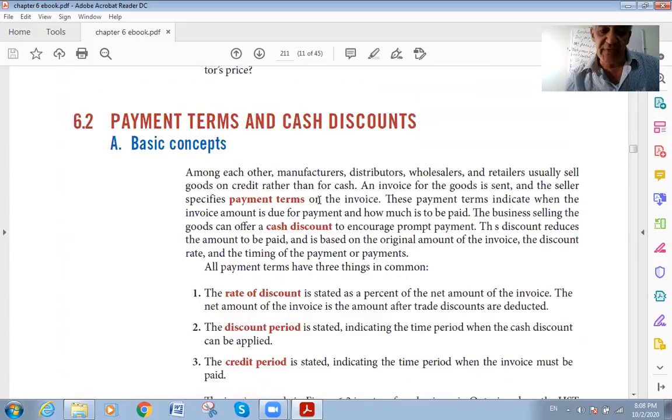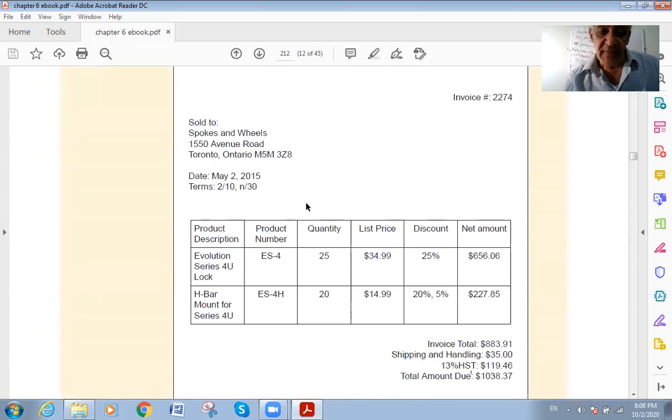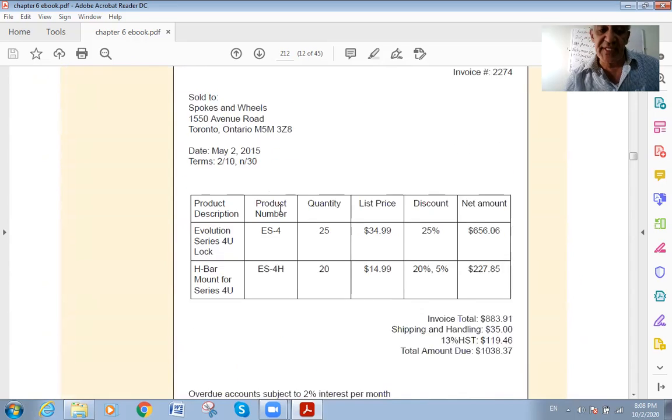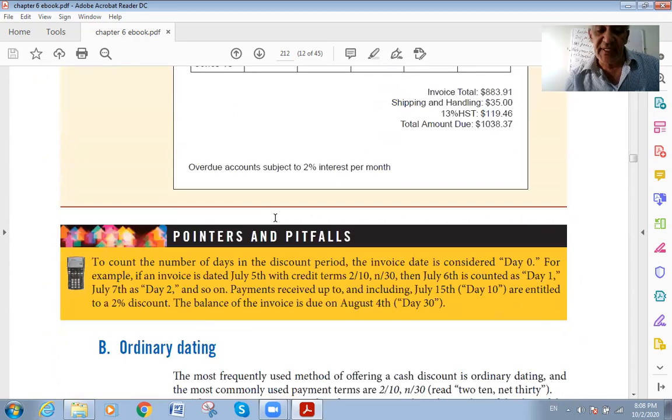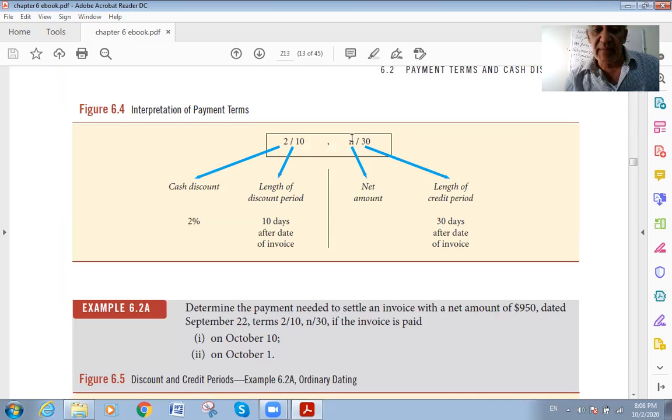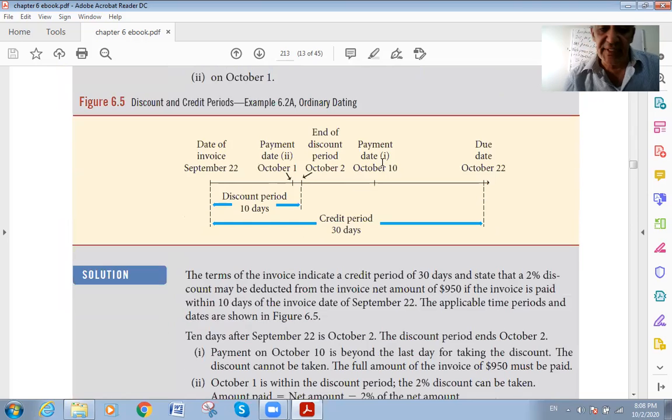Here is the date of the invoice. So from this date, you have to pay within 30 days. N by 30 means you have to pay the amount within 30 days.